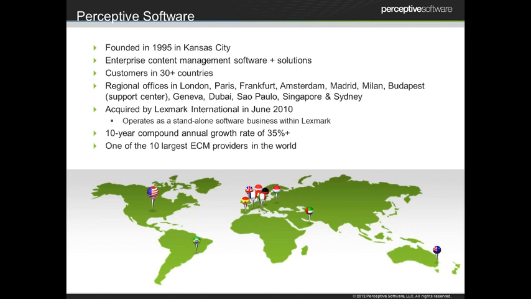In June of 2010, Perceptive Software was acquired by Lexmark International. Most of you are probably familiar with Lexmark. They are a global technology company that provides businesses of all sizes with a broad range of printing and imaging products, and Perceptive Software operates as the standalone software division within Lexmark. Since 1995, we've grown to be one of the 10 largest content management providers in the world with roughly 1,300 employees worldwide, and about half of those located in our Shawnee, Kansas headquarters.